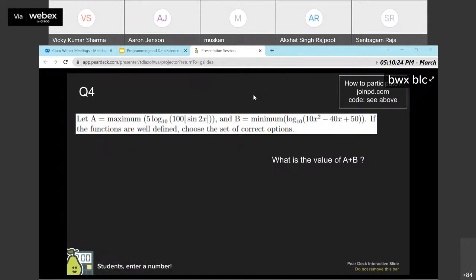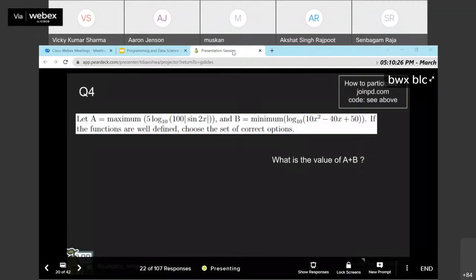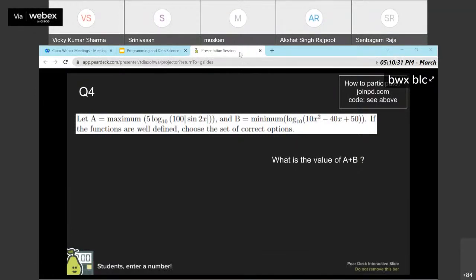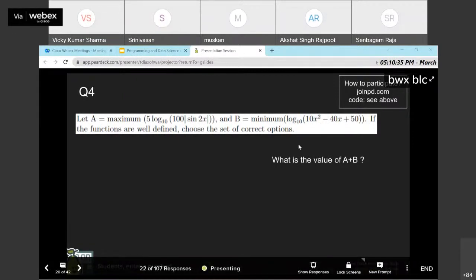Answer option in chat. Sorry? I don't see the answer box to enter the answer. You just have to enter the value. I'll get the response. You don't have to submit.